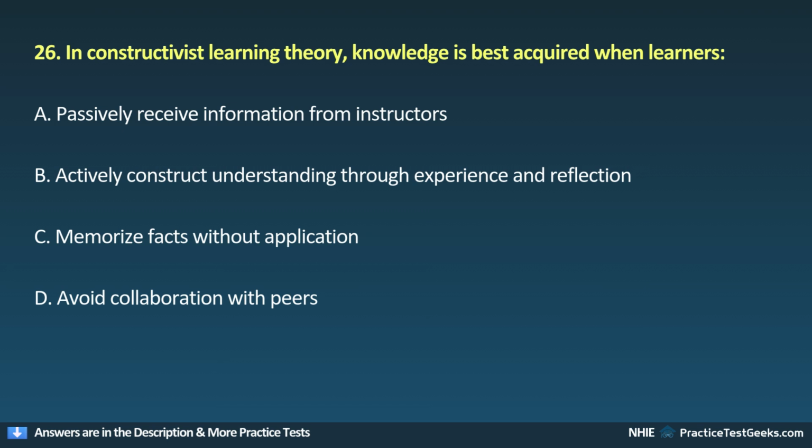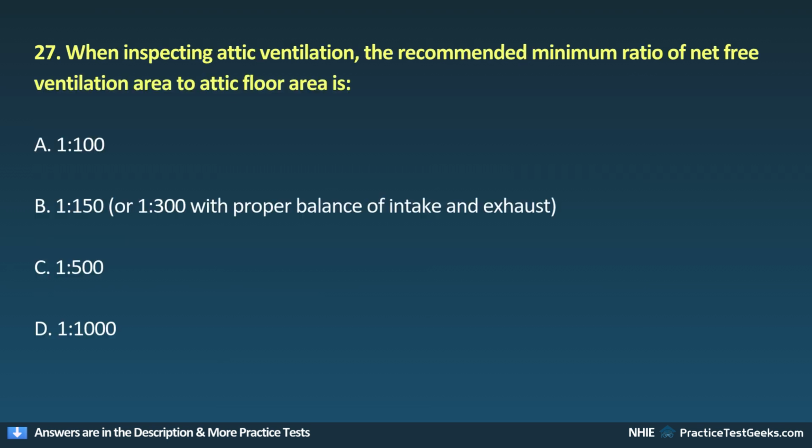26. In constructivist learning theory, knowledge is best acquired when learners A. Passively receive information from instructors. B. Actively construct understanding through experience and reflection. C. Memorize facts without application. D. Avoid collaboration with peers.